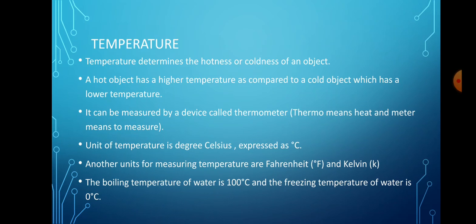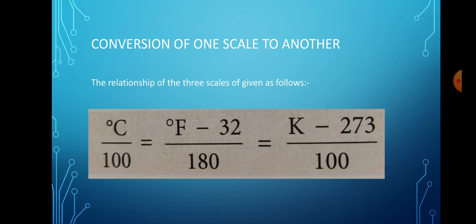The unit of measuring temperature which is widely used is degree Celsius. There are some other units also to measure the temperature, such as Fahrenheit and Kelvin. Now, the boiling temperature of water is 100 degrees Celsius and the freezing temperature of water is 0 degree Celsius.